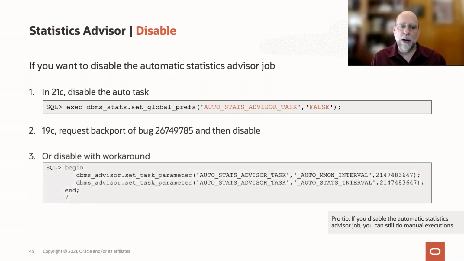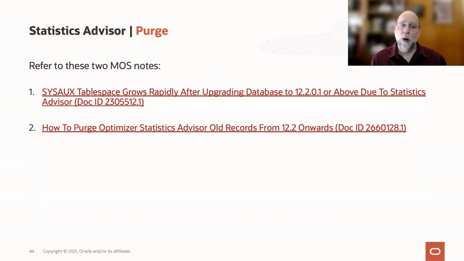There is a workaround of how you can do that, which is to simply set the advisor interval to be that maximum 2 billion plus seconds between running. And that means that it's really not going to run again in your lifetime. Now, once we've disabled it, that does not delete the advisor information from your sysaux tablespace. If you want to purge those records from sysaux and give yourself some free space for other things to use, then you could refer to these two My Oracle Support notes about how to purge those records.